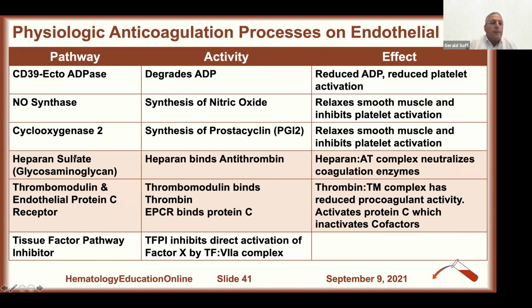There are two critical endothelial cell-dependent pathways that turn off the coagulation system: heparan sulfate using antithrombin, and the thrombomodulin, protein C, protein S pathway, which we'll talk about in a few moments. And we already talked about tissue factor pathway inhibitor, which blocks the direct conversion of factor 10 to 10A by the tissue factor-7 complex. So this is endothelial based, and that's why it only works in vivo, not in vitro, because you don't have endothelial cells there.